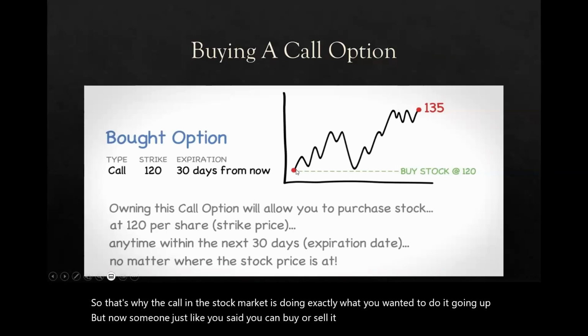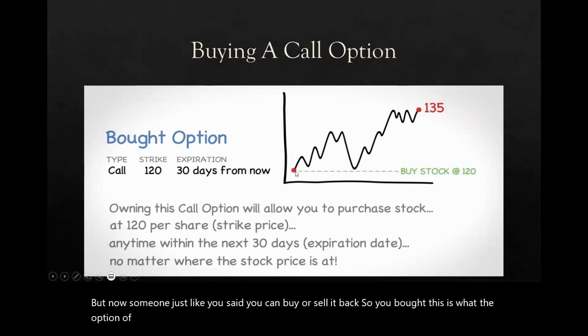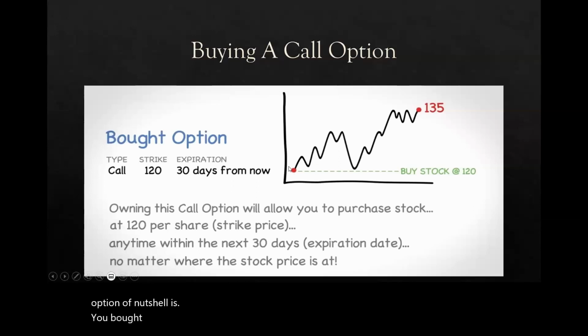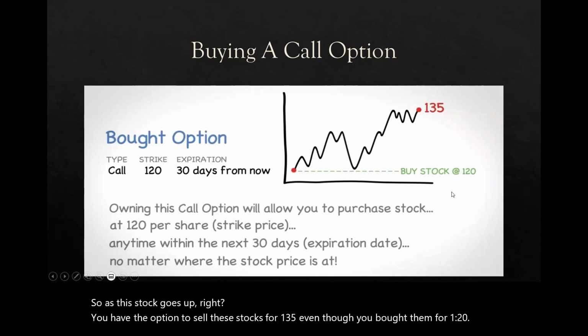So you bought, this is what the option in a nutshell is. You bought the contract for 120, with the agreement that I can sell this contract for any price I want within the next 30 days. So as this stock goes up, you have the option to sell these stocks for 135, even though you bought them for 120. That's how the options work.